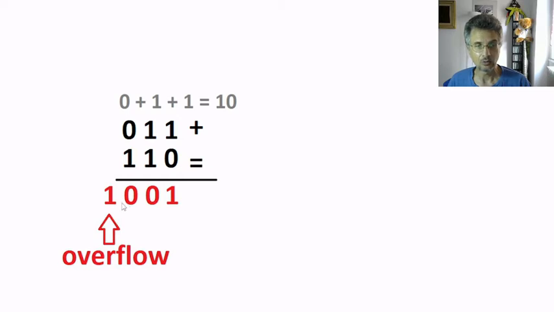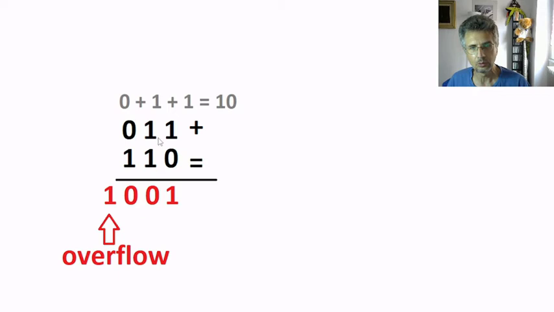And by the way, you see that the result has more bits than the two numbers. Here we have 3-bit numbers, and the result has 4 bits. When the number of bits of the result is greater than the number of bits of the two numbers, we call it overflow. We'll come back to this topic in future videos, and we'll investigate it further.